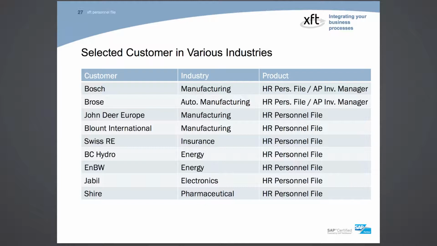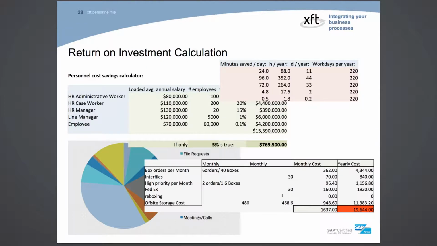And many more. We have over 80 implementations of the XFT personnel file throughout the world for many high-class customers. We support our customers with easy return on investment calculations, and in many cases, we have figured out that the solution pays back in as little as a year and a half, max 2 years, with full implementation cost factored in. So it's really, from an ROI perspective, a no-brainer.